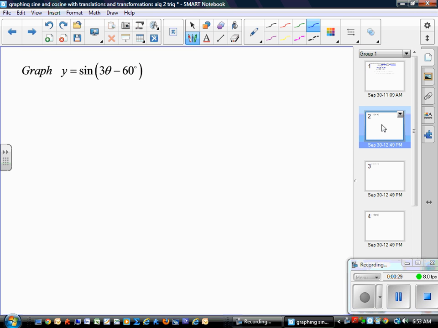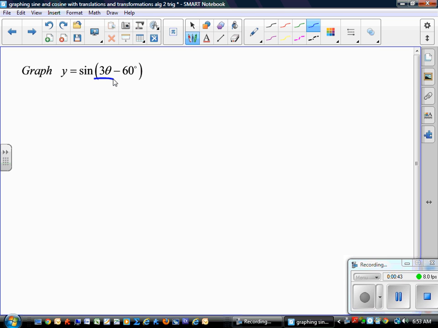First, we'll graph y equals sine of 3 theta minus 60 degrees. We'll start in degrees and work to radians just because you're more familiar with degrees. So the first thing we've got to see is this is not in the proper form. We have this 3 paired with the theta, and we need to get theta isolated by itself. So we're going to factor by pulling out a 3. That gets us theta minus 20 degrees. And then we're going to identify what all this stuff means.